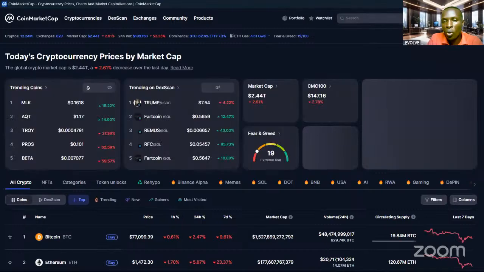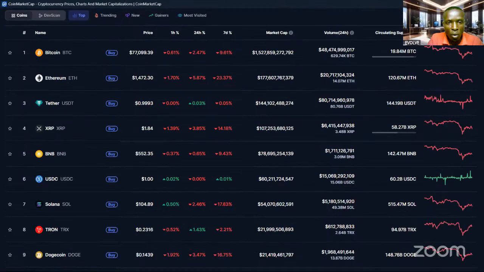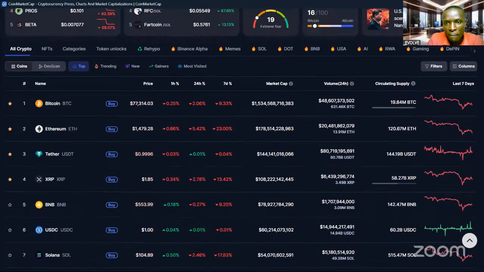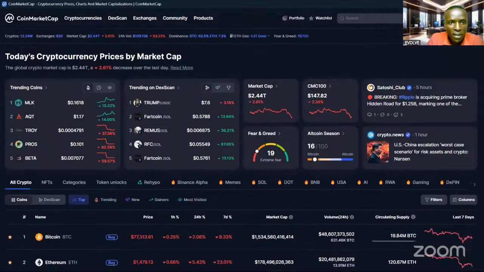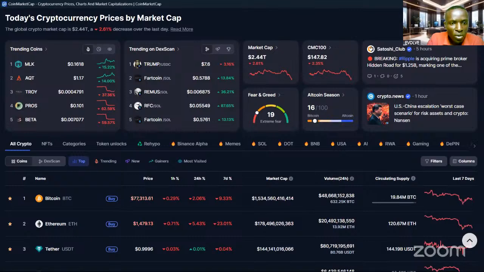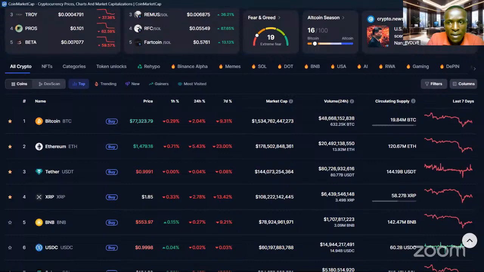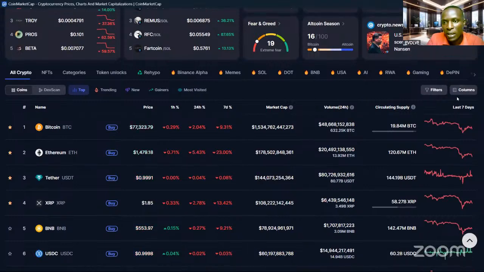So on your CoinMarketCap, on your phone, you have this list. Which list? The list of the top 100 coins. Should I share my screen of the phone so that you get a picture clearly? But I think when you open your CoinMarketCap, you are going to see the list of the top 100 coins.